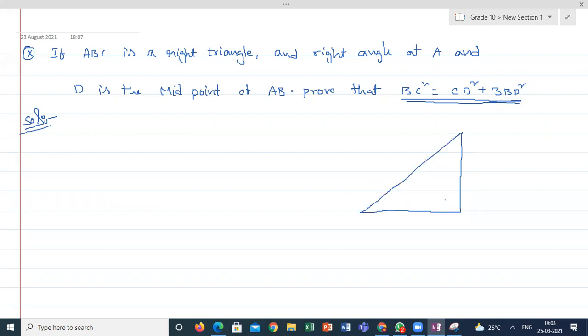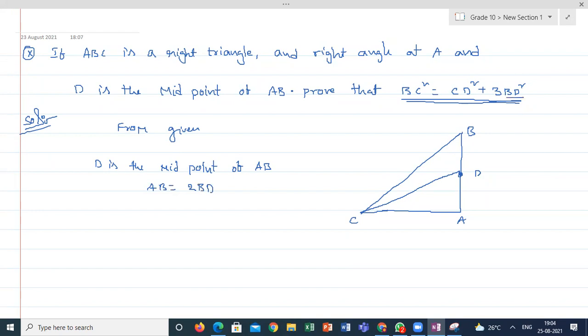Triangle ABC, where the right angle is at A, and D is the midpoint of AB. I have to join CD. It's looking a little bit like the previous one. So from the given, D is the midpoint of AB, so I can write AB is equal to 2 times BD. Why am I writing 2 times BD? Because I need the answer in terms of BD and CD.